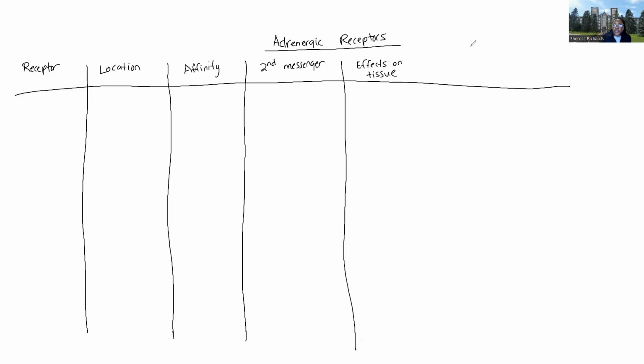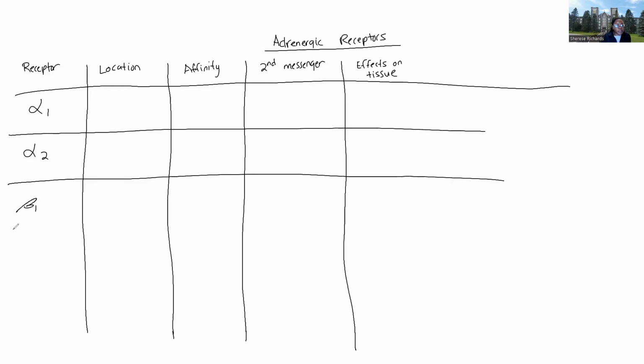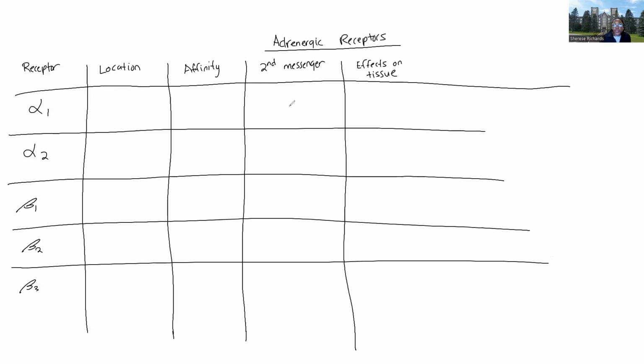So let's start with the alpha receptors. We've got alpha 1, alpha 2, beta 1, beta 2, and beta 3. Okay. So our alpha receptors, alpha 1 is on most of the vasculature of smooth muscle. It prefers norepinephrine over epinephrine.